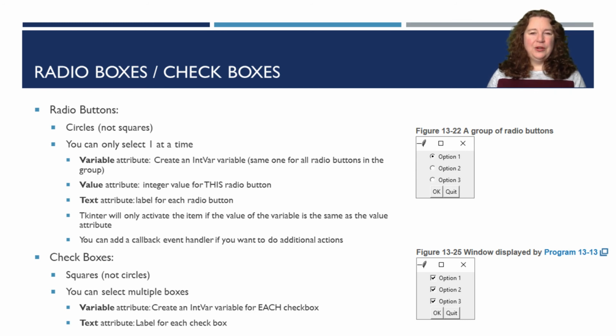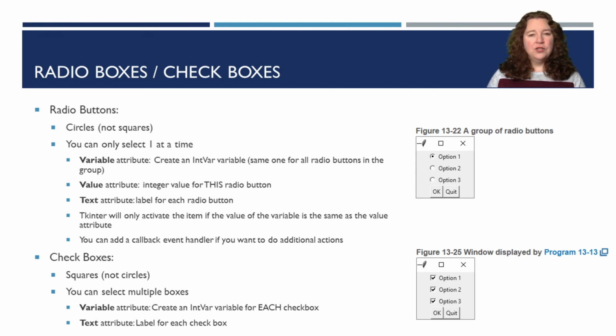Some of them you have to write code. You can have a callback or an event handler for a radio button. You don't need one to get it to change the value, but you can if you want to do something with that value. Like when you select this, I want to go update the total, or I want to go update something else. So you can have a callback event handler if you want with your buttons.